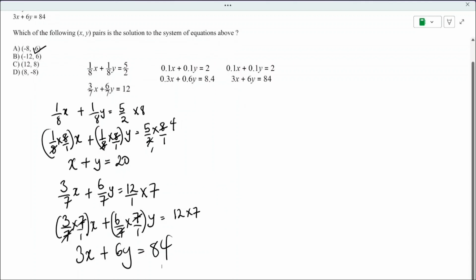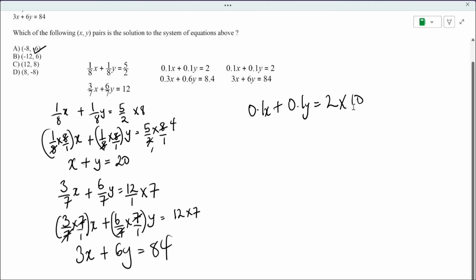Let's take the second, which is 0.1x plus 0.1y equals 2. We're taking the first equation. We need to convert from decimal to whole number. And multiplying all through by 10 will convert this from having decimals to whole number. That's simple. It's just that basic conversion from decimals to whole numbers that you learned in primary school. So you have this times 10.